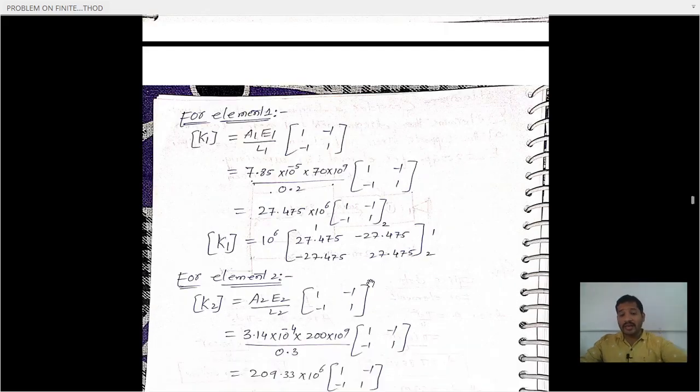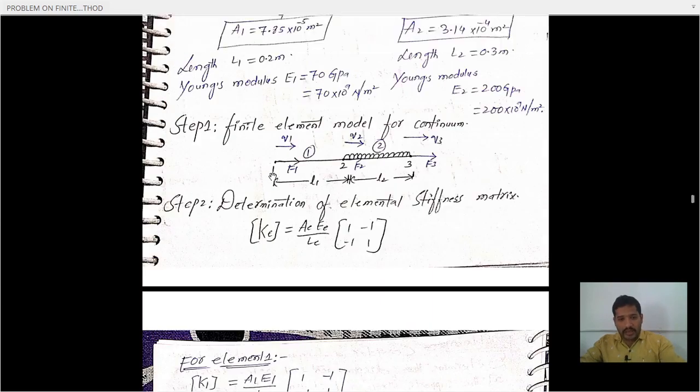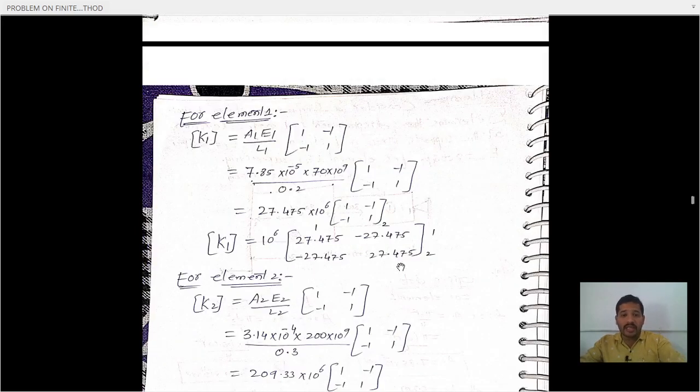If you multiply 27.475 into 1, it becomes 27.475, and 27.475 into minus 1 becomes minus 27.475, and this is also 27.475. Because it is acting on the first node and the second node, we represent this elemental stiffness matrix with nodes 1 and 2: first node, second node, first node, second node.